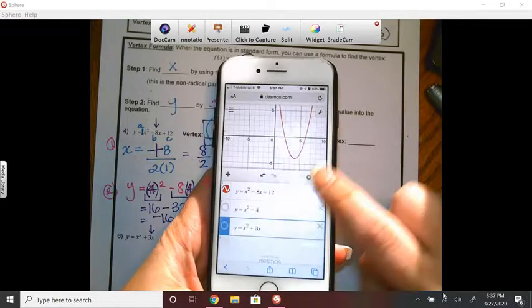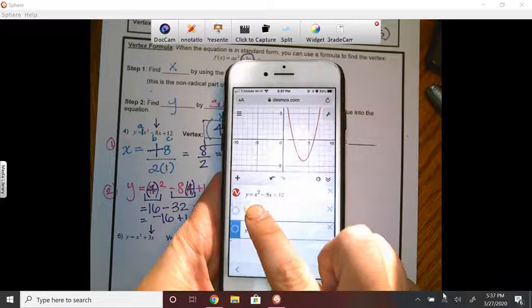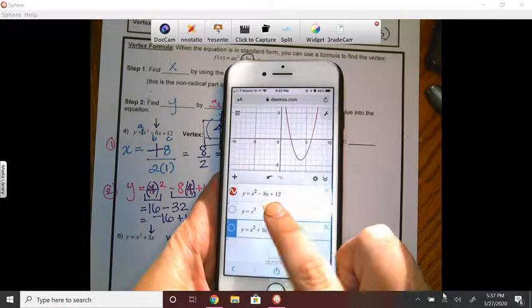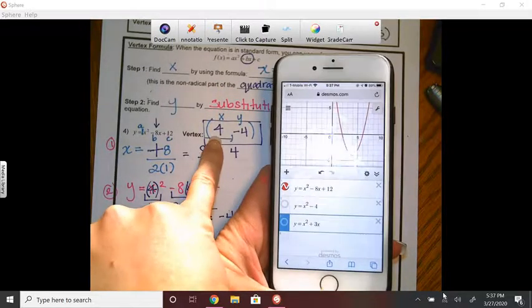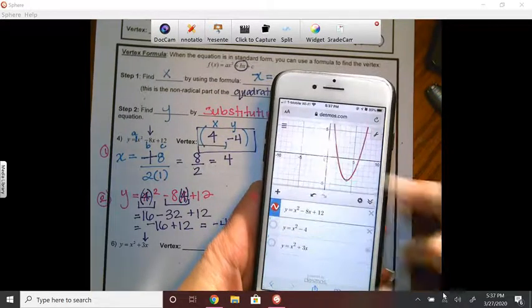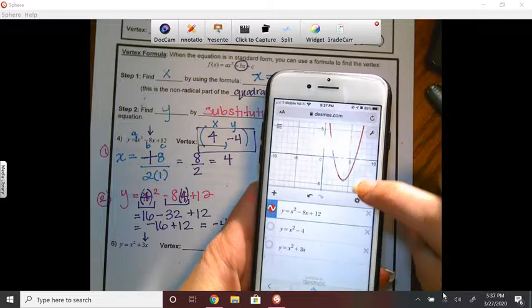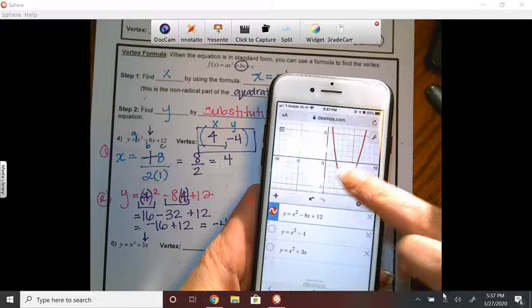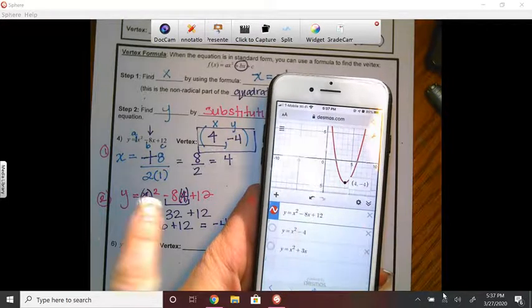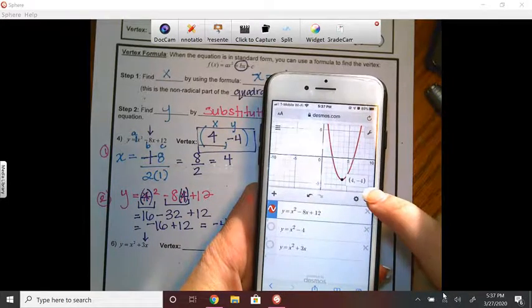So if we put in this function, y equals x squared minus 8x plus 12 into our graphing calculator, and we graph it, we can see that this does work. Our vertex here, the very bottom point of our graph, is at 4 and then down 4. So that is what we just found algebraically, and I just verified it by graphing it.